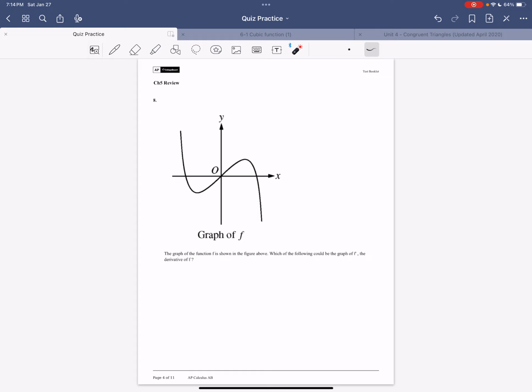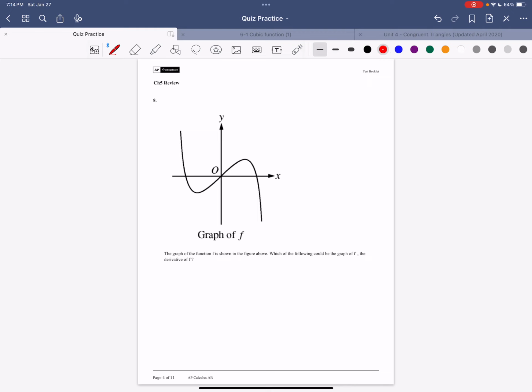And this time I will go over a few more questions. And this one is about this graph. It says the graph of this function is shown above here. Which of the following could be the graph of f prime, the derivative of this one, right?